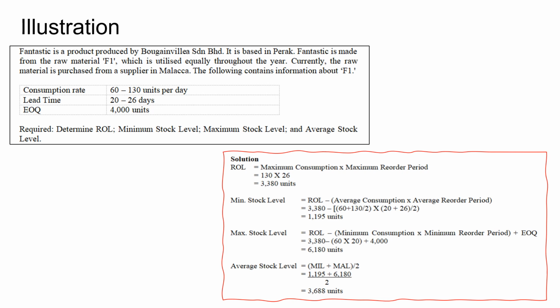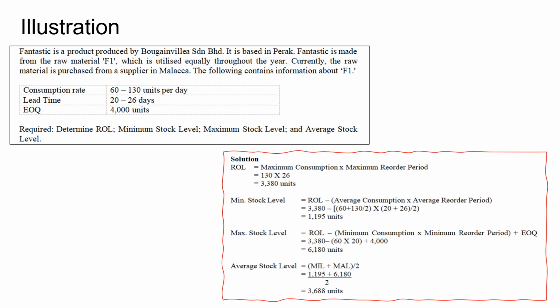Meaning that when the storekeeper identifies that the material has reached this unit, it is time for the company to make the order from the supplier. So this level indicates the reorder level for the company.